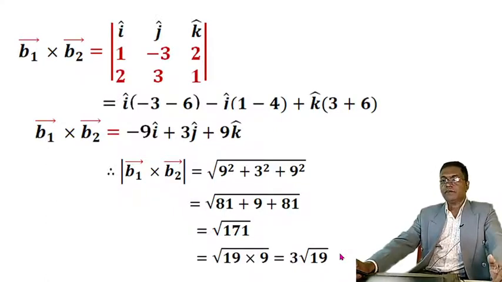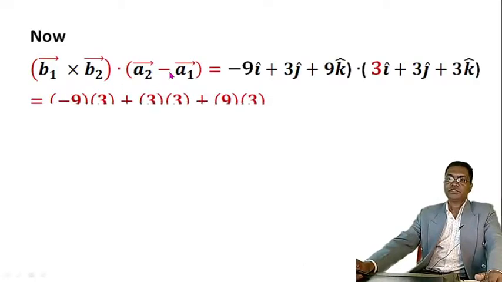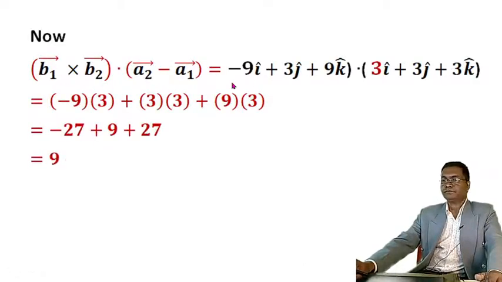So now find the dot product of b1 cross b2 and a2 minus a1 that we found in the last example. So the dot product of these two: this is your b1 cross b2, this is a2 minus a1, the sum of the products of the coefficients of ijk. So minus 9 into 3 plus 3 into 3 plus 9 into 3. Simplify this, you will get 9.